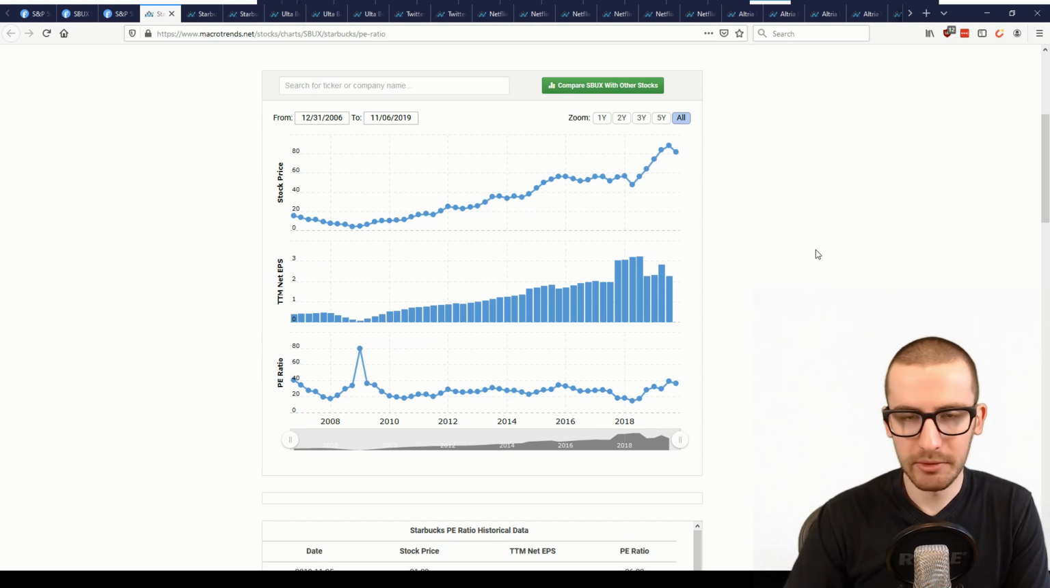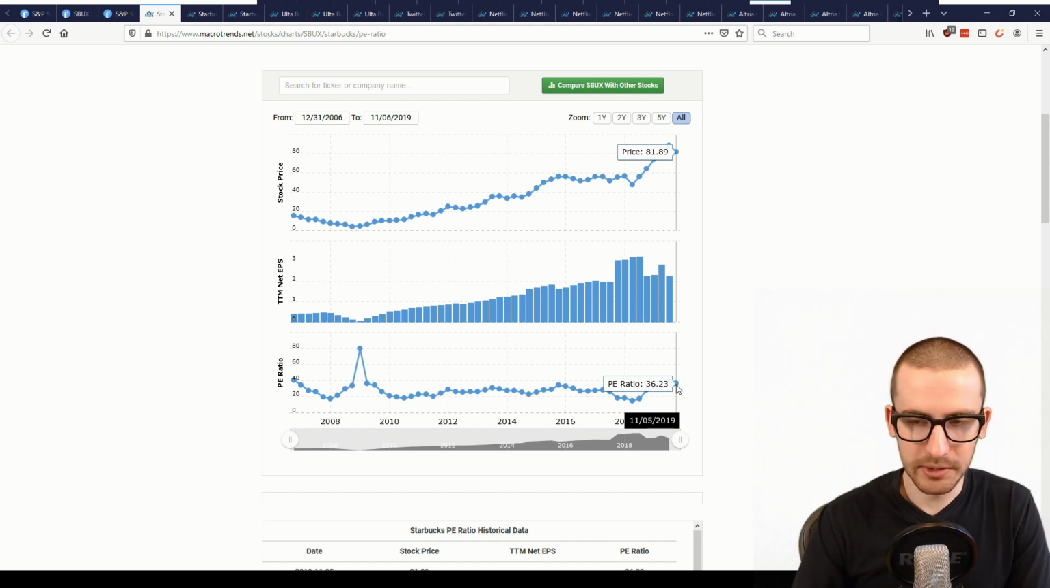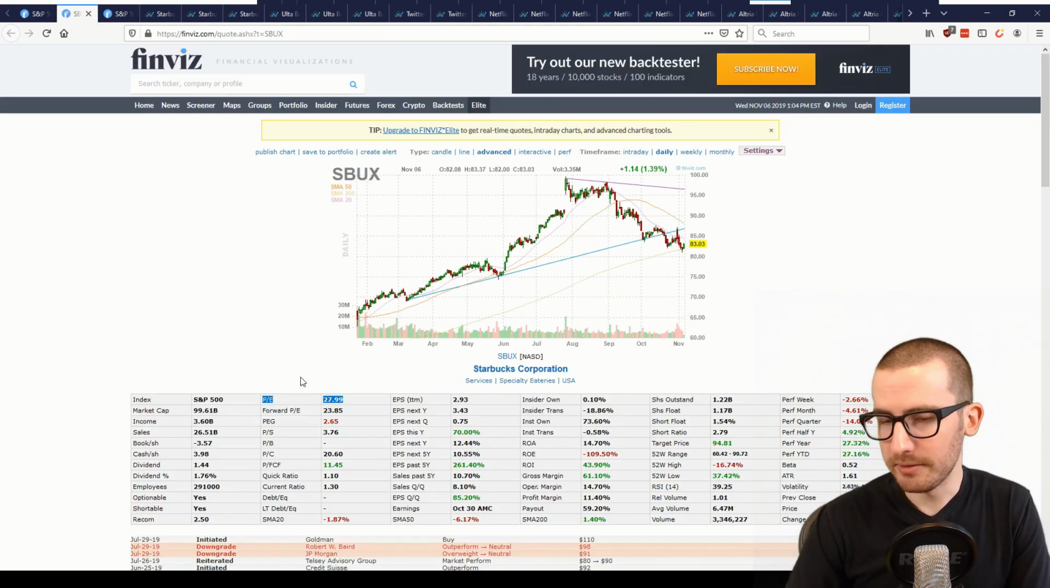So from the Macro Trends website, we can see 3 things. The first is the stock price. The second is the trailing 12-month earnings, or net earnings per share. And the bottom piece is the price to earnings ratio, which is just the ratio of the above stock price over the earnings per share. So right now, Macro Trends has the PE ratio of Starbucks at 36. If we go back to Finviz though, they have the price to earnings ratio at 28.